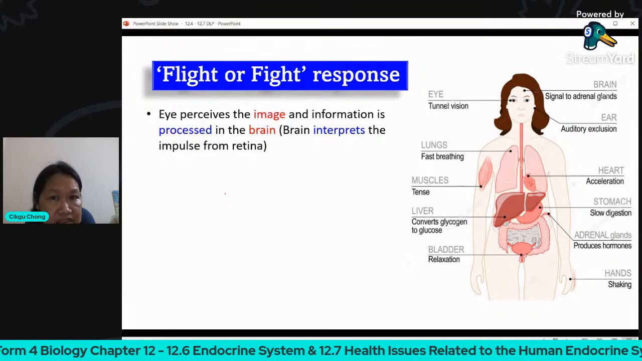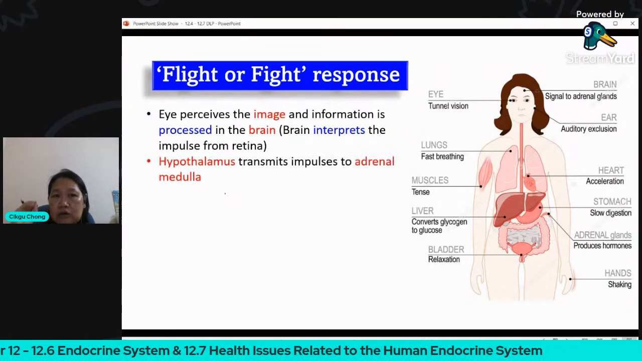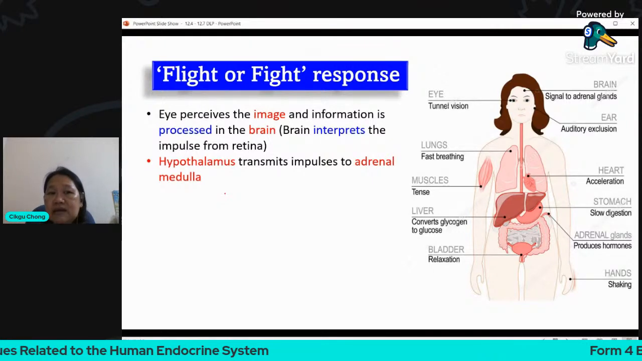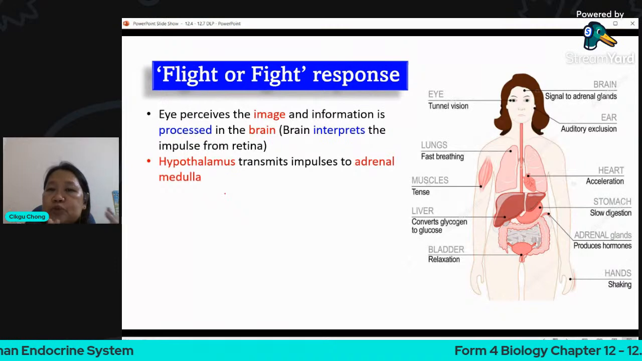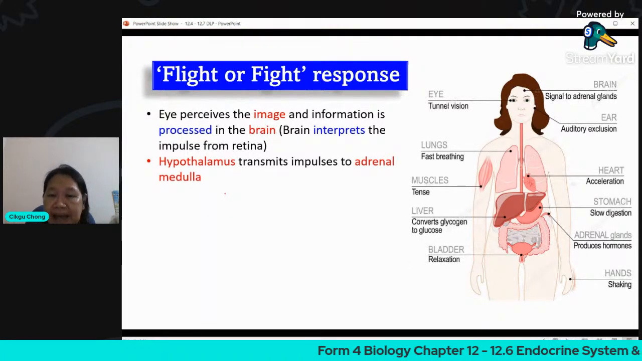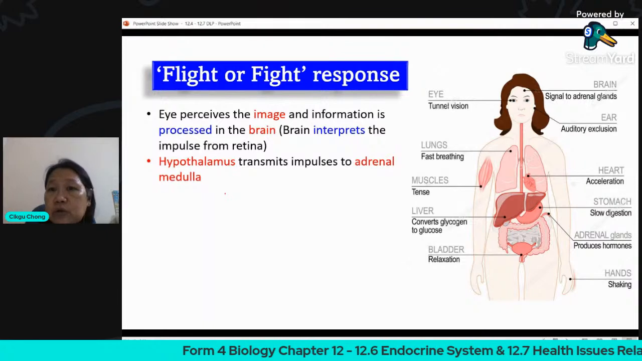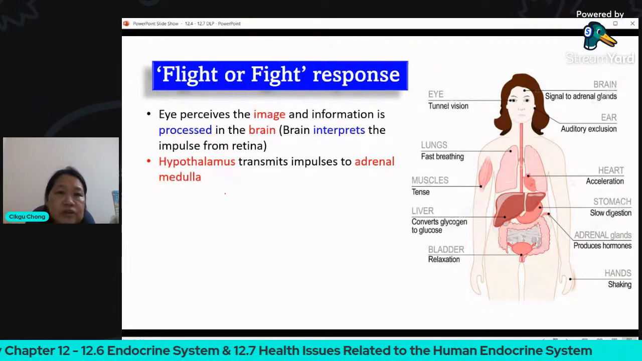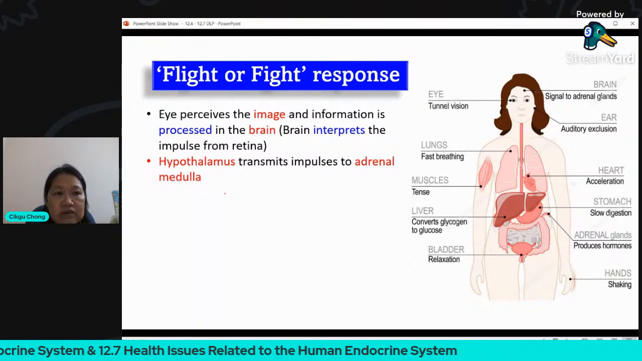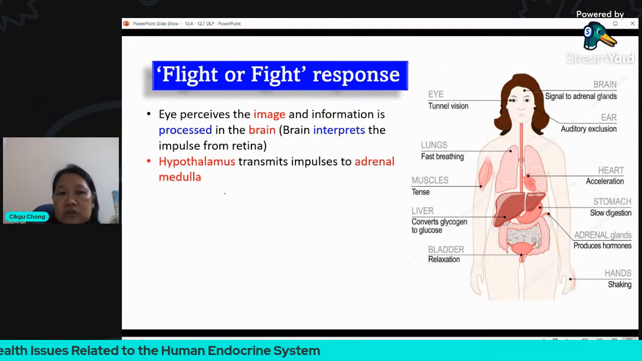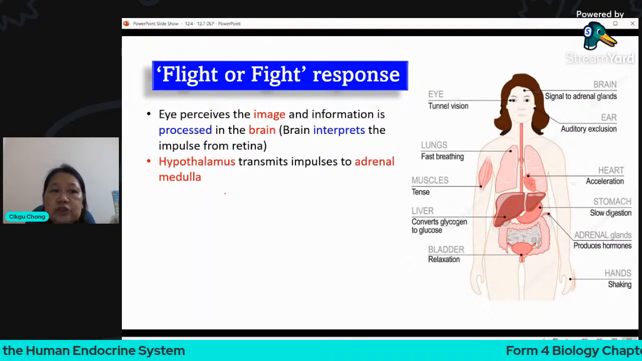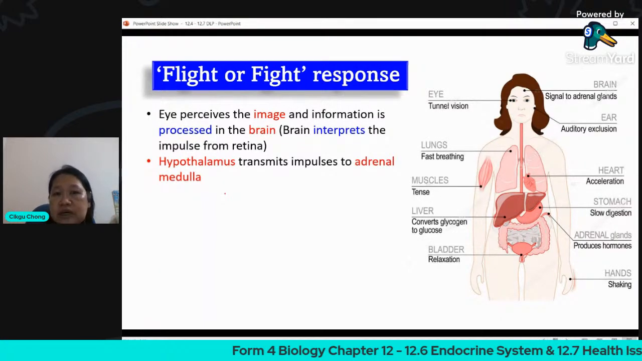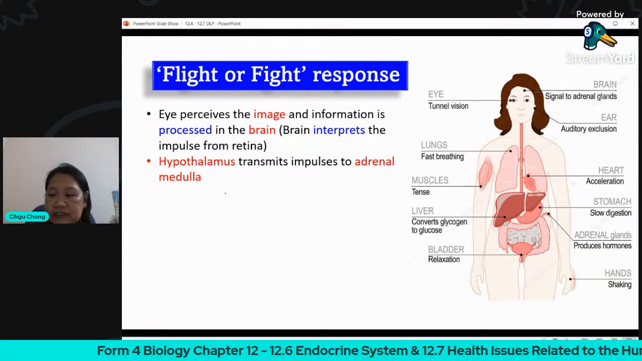This is the nervous system. But then your brain will send a message to your adrenal medulla because it wants to produce that special hormone to energize your body, because you need to run quick. You need to be alert. Either you want to fight the dog or you want to run away. You need to energize your body, right? So the hypothalamus will transmit impulses to the adrenal medulla. Okay, so this is through the endocrine system, right, to the adrenal medulla to produce adrenaline.